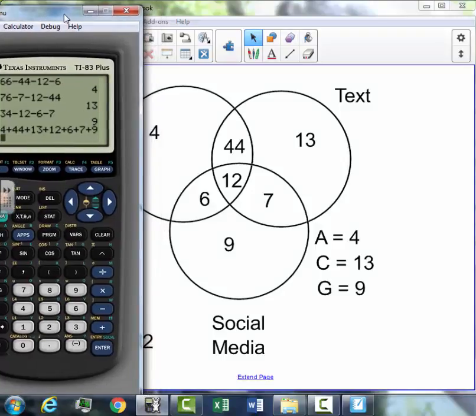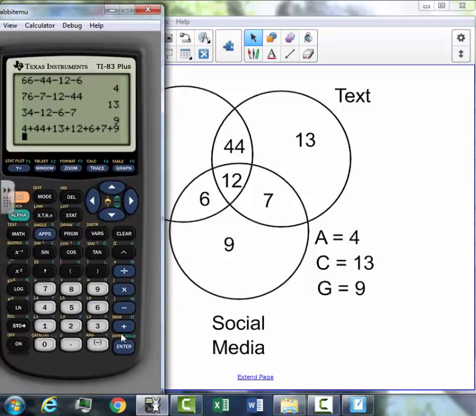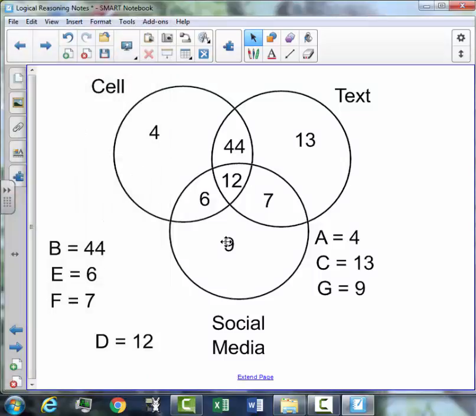4, 44, 13, 12, 6, 7, 9. So here's hoping. It was 95. Okay, here's what that means then. If it doesn't add up to 100, there are one of two problems.